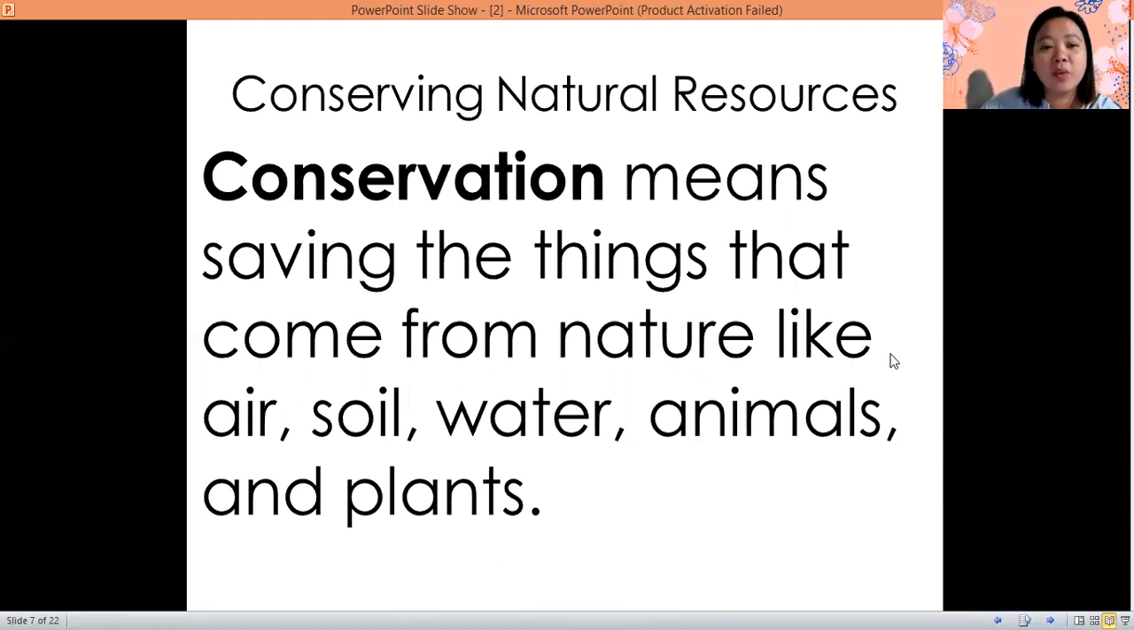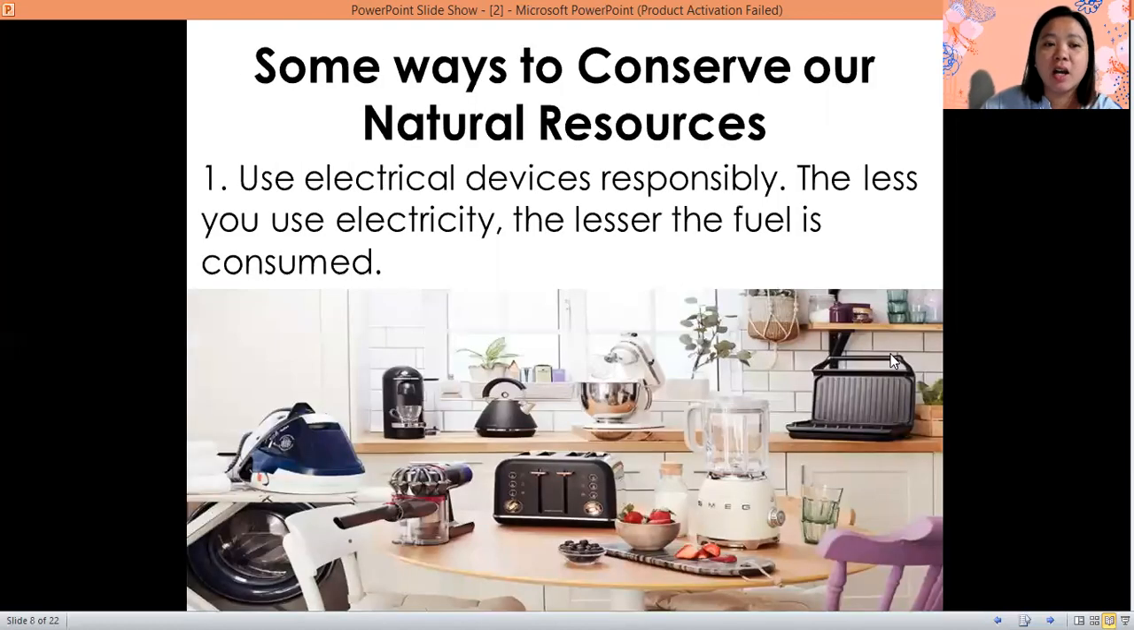Okay, so how can we save these? The water, our oil, our soil, the animals and plants. How can we save them? Okay, number one, we need to use electrical devices responsibly because our electricity comes from the water energy. Okay, the less you use electricity, the lesser the fuel is consumed.